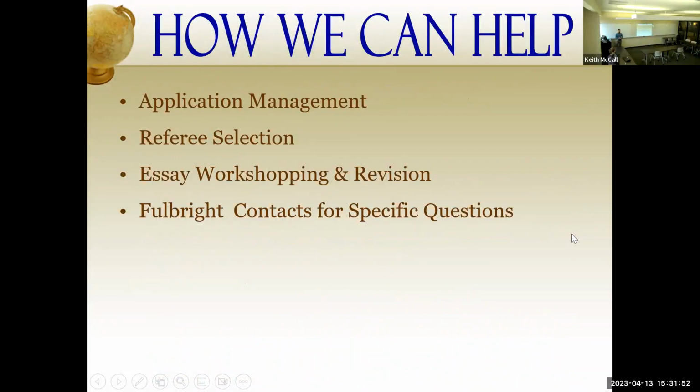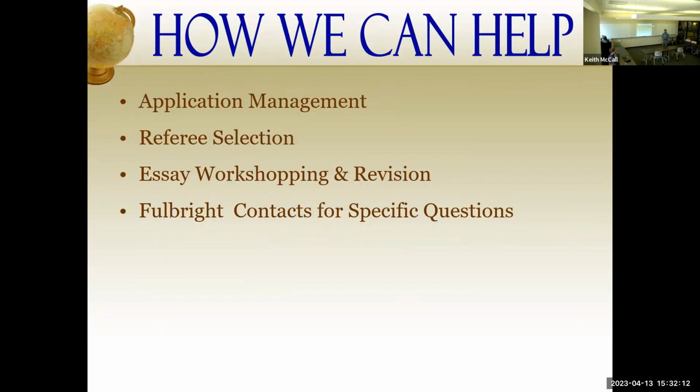Okay, so how we can help. ONF and OGFA, we share the Fulbright process. Typically, if you're a graduate student, you'll work with OGFA. If you're an undergraduate student, you'll work with ONF. That's not a hard and fast rule. And we also sometimes will send our advisees to each other to have a second set of eyes read over things.